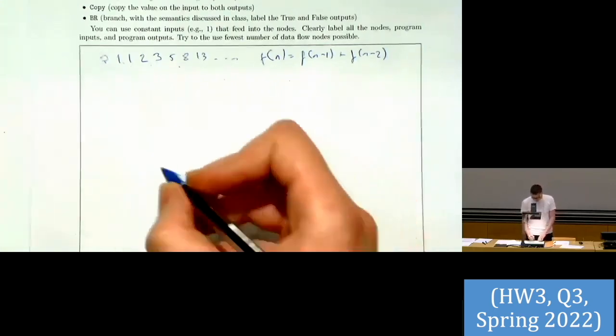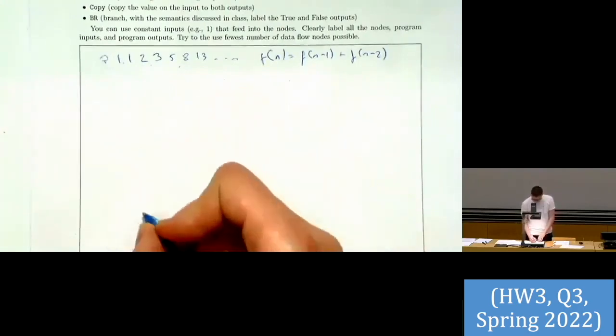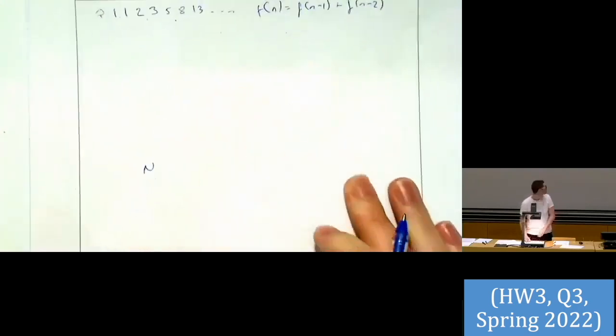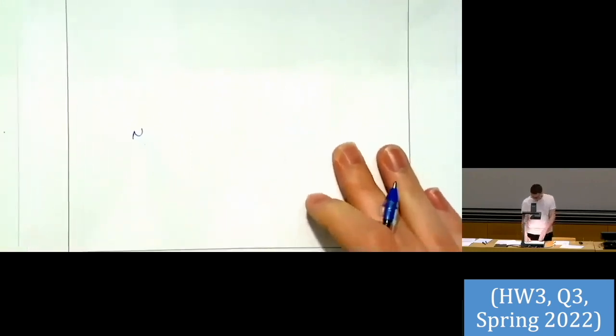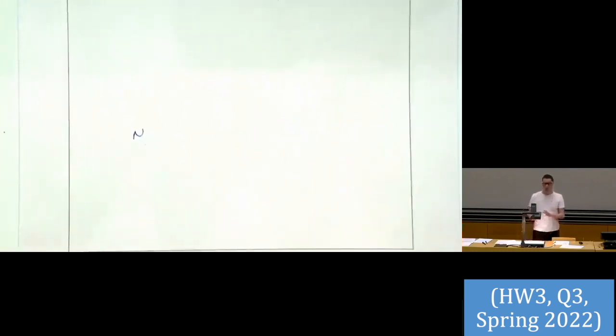Okay, so let's start with some input n. I will write it here. Okay, so we have n. We'll assume that this is 0, right?